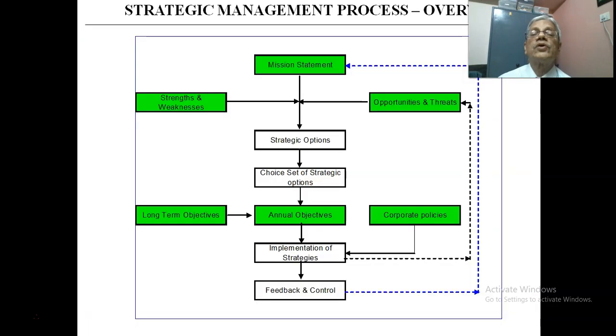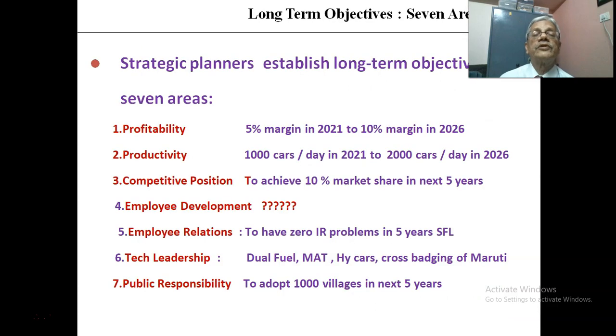So with all the strategic options, you will not be able to pursue all of them. You will be able to pursue a few of the strategic options depending upon your own strengths and weaknesses. So you will have a choice set of strategic options. Once you finalize the strategic options, you may have to accordingly evolve your long-term objectives and also appropriate corporate policies. Let us see what type of long-term objectives we are talking about. Normally, the strategic planners establish long-term objectives in 7 areas. One is profitability. How would I like the margins to improve?